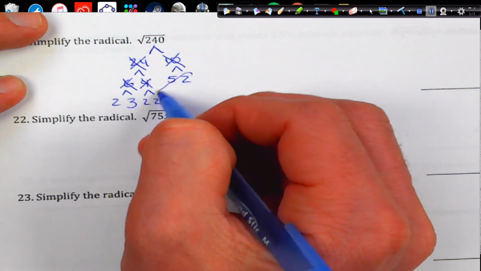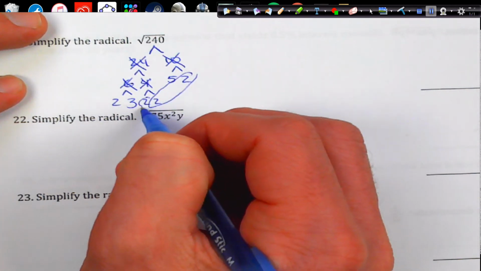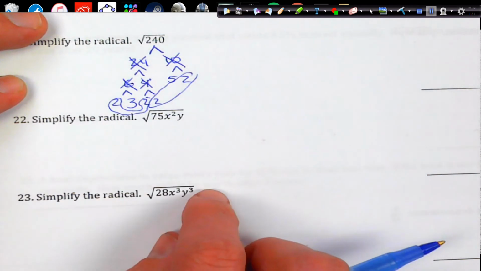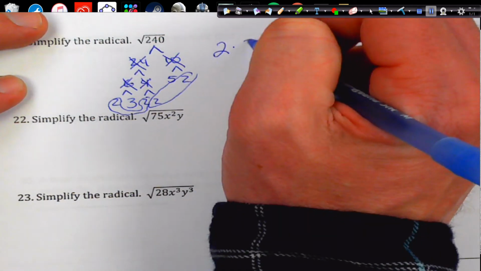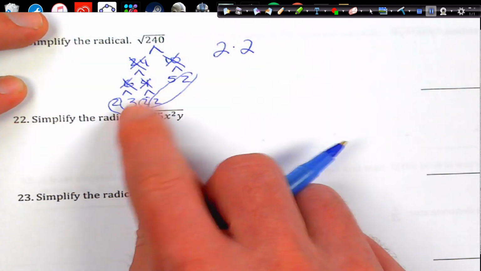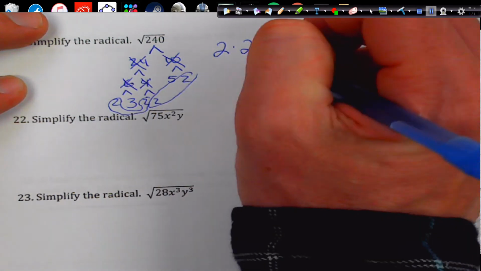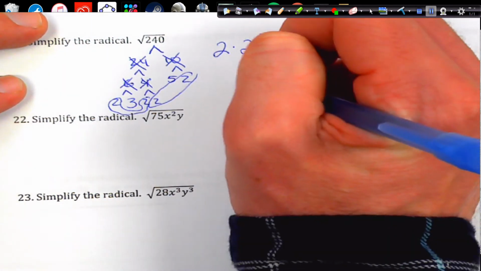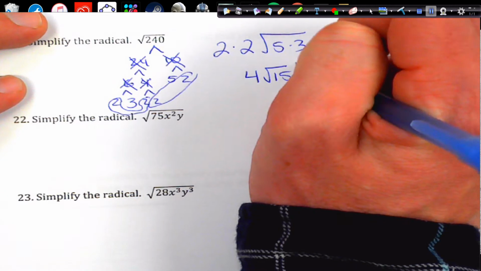Well, I have a set of 2 here, and then I have kind of another set of 2 right there. So I get to pull a 2 out and a 2 out, and then I'm left with a 3 and a 5, where I couldn't do anything, so they stay behind. So I get 4 radical 15.